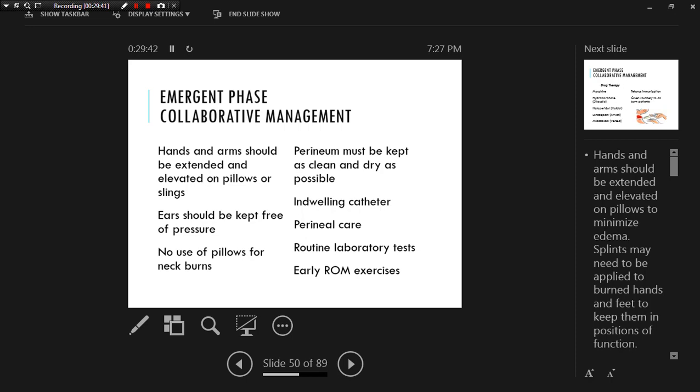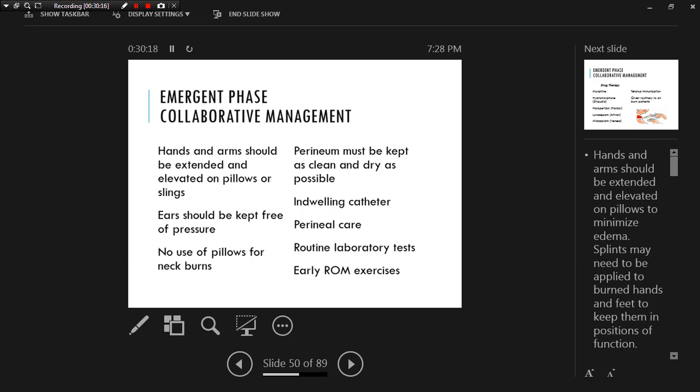So in order to help prevent contractures, limitations in the rehabilitation phase, anybody who has hand or arm burns, they should be extended and elevated on pillows or supported with slings. We need to make sure that we keep anybody who has burns to the ears free of pressure. And if they've got neck burns, we need to make sure that we are not using pillows on these patients to prevent contractures.